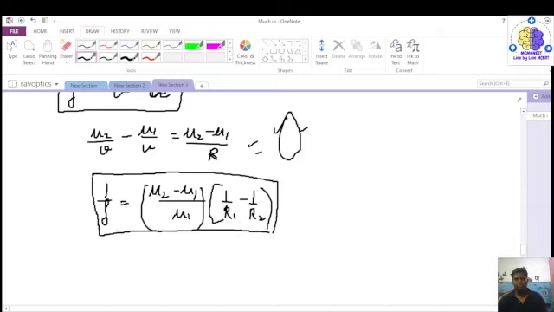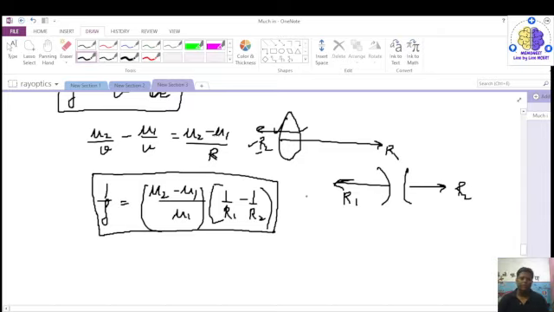Now again, if this is a convex lens, this would be r1 and this would be r2, right? So if we take r1 as positive, r2 is to be taken as negative. Now if we talk about a concave lens, this would be r1, so r1 will be negative and this would be r2, so r2 will be positive, right? So using the sign convention, putting the values, we will get the focal length using this lens maker's formula, right?